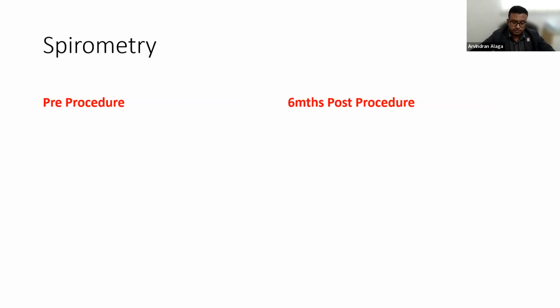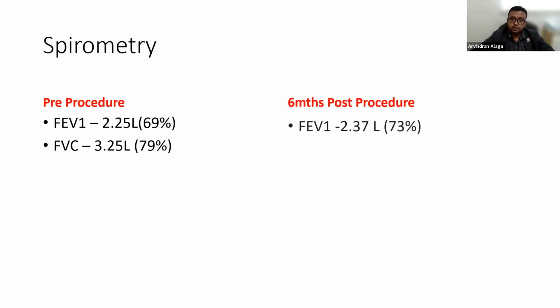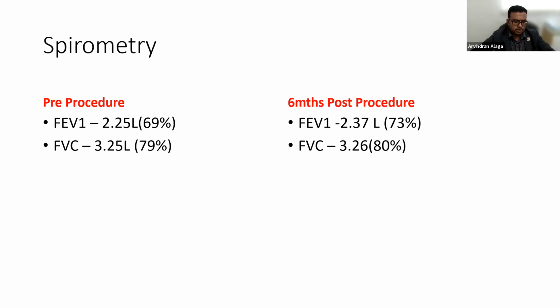So again, how about the lung function test? Pre-procedure, FEV1 was 2.25 liters, FVC 3.25 liters, 79%. 6 months post-procedure, FEV1 was 2.37 liters, which is actually static, or I would say improved a bit. FVC is static. So this lung function test has either significantly improved, or I would say even remained static.